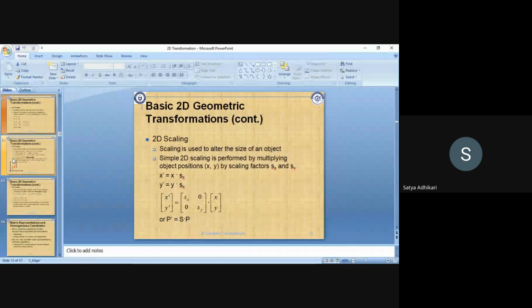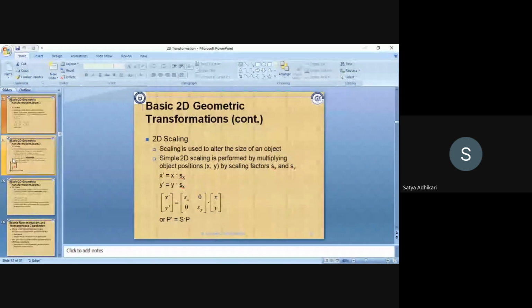And in matrix form, you can write x dash, y dash equal to Sx 0, 0 Sy, dot x, y. That is, you multiply those two matrices, S and P. The first matrix is S, the scaling matrix, and P is the original location, and P dash is the new location after resizing. After changing the size, this is the new location and new position of that point.